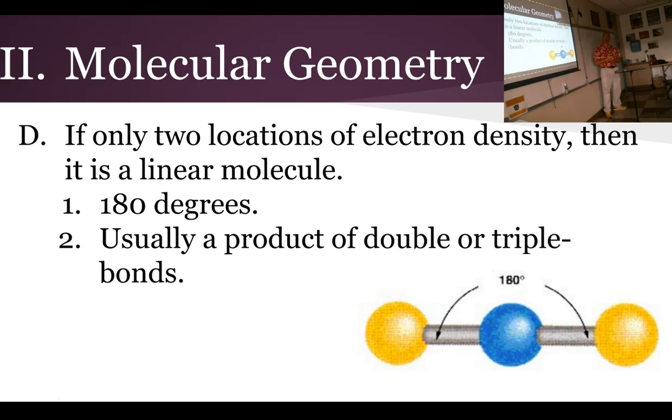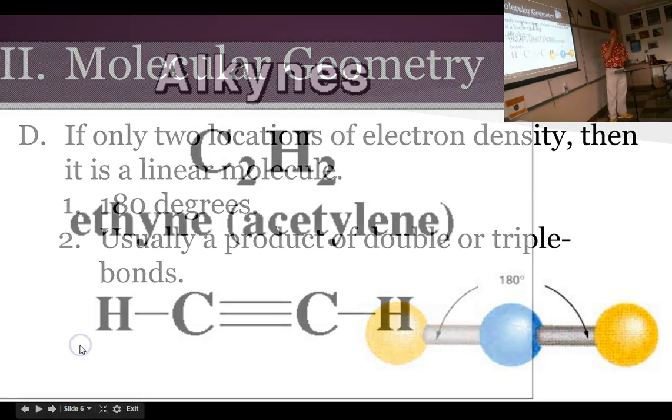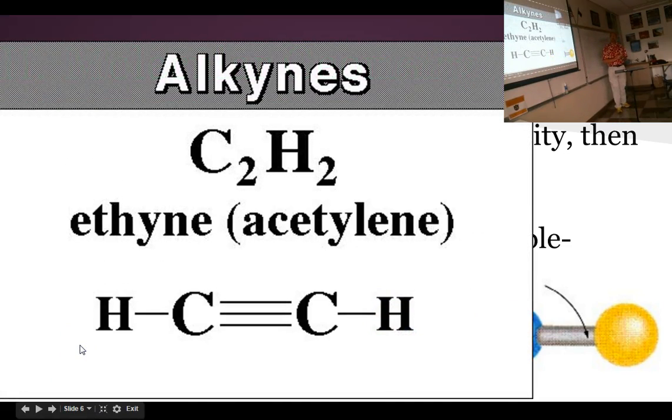Usually this is because of double and triple bonds. Almost no atom is happy with only 4 electrons, and so you don't usually find only 2 regions of electronegativity without there being double or triple bonds involved. And so this is a straight line molecule, and you will see lots of examples of this as we get into organic chemistry, because double and triple bonds show up a lot.